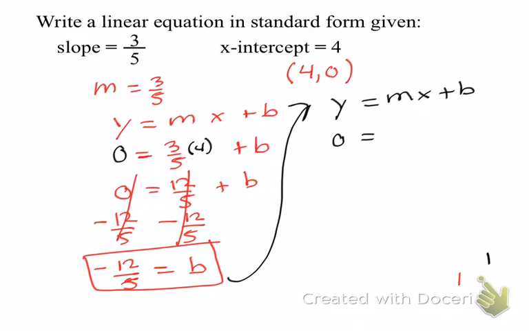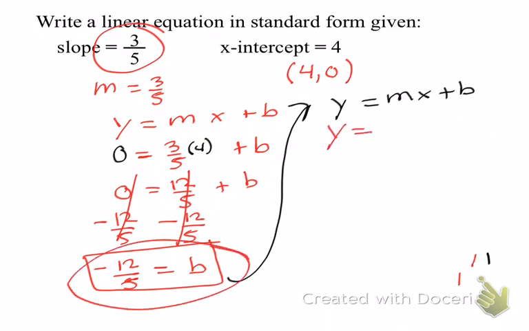Okay, you know what? We don't even need to put the point anymore. What am I doing? I have my slope. I got mixed up. And I have my y-intercept. So I'm doing y equals 3/5 x minus 12 fifths.